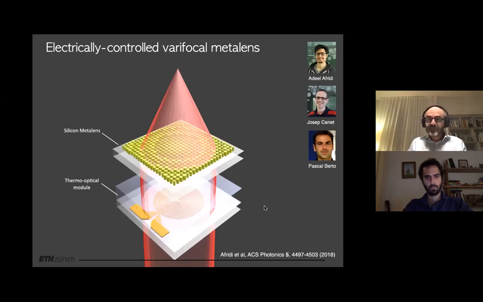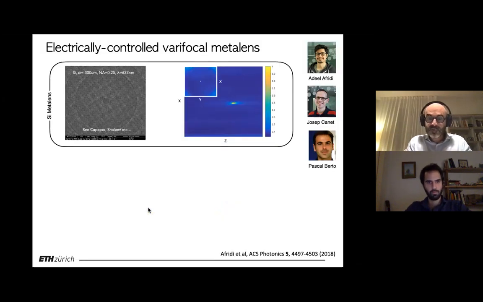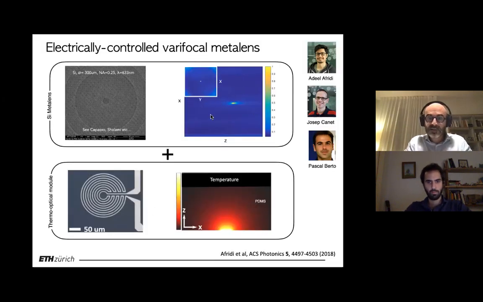So the first thing we did related to these metal lenses I was mentioning is to combine that with a fixed silicon metal lens. So this is, I think, well sketched here. So you have this fixed metal lens, and what we do is to cascade this thermo-optical module I've just described. So, let me go maybe a bit fast here. The idea is that we have the fixed metal lens. These are the features. And this is the experimental.